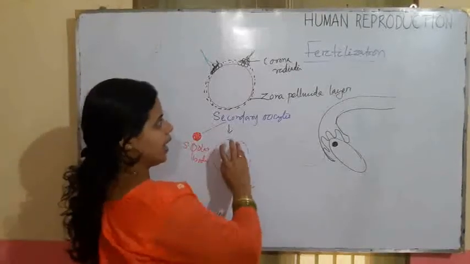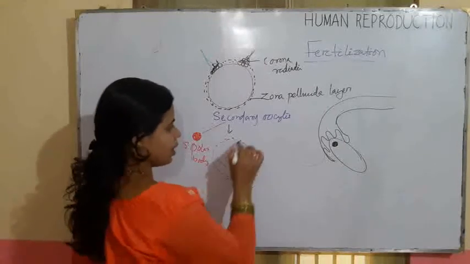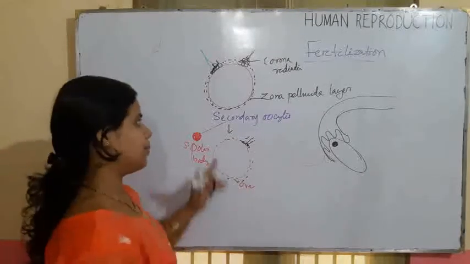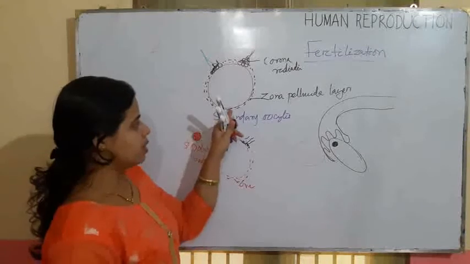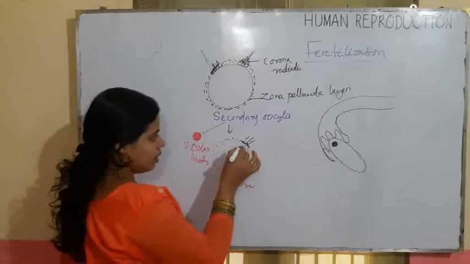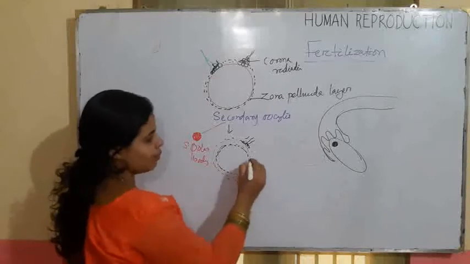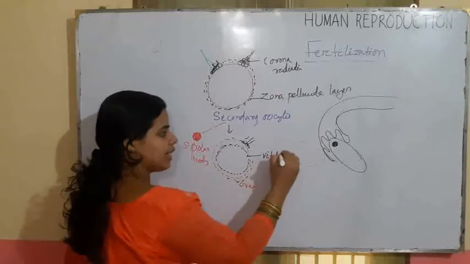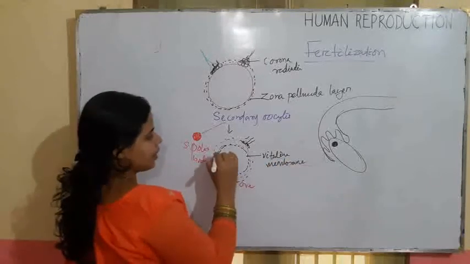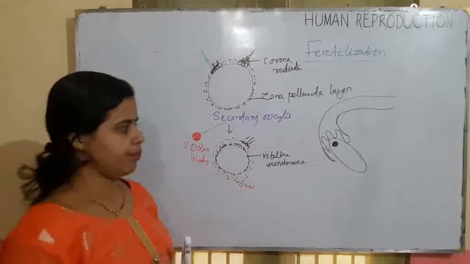The same way, the zona pellucida layer is there, and the corona radiata is also there. Almost all the things are the same, but the change is that the secondary oocyte has converted into the ovum, and it also has the vitelline membrane. As we discussed the structure of the ovum, the plasma membrane here is called the vitelline membrane. So these structures are there in the newly formed ovum.